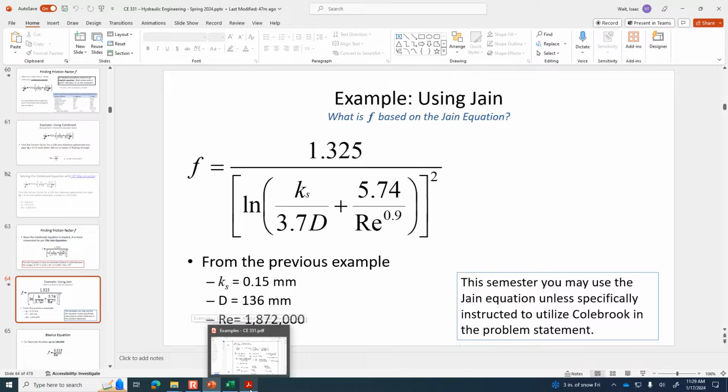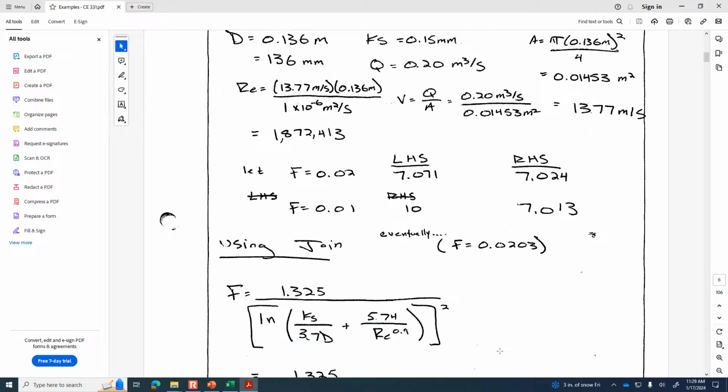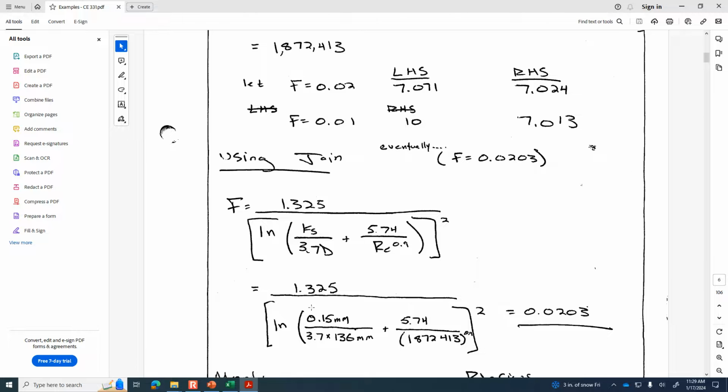All right, so when we were solving the Colebrook equation, we got the pipe area, Reynolds number, velocity, and so on. And we found that the f value was 0.0203. That was the Colebrook answer for f. The Jain approximation, if we substitute in the relative roughness in the same units as pipe diameter, and we put in the Reynolds number to the 0.9 power down the denominator there and calculate it, we get the same thing. In this case, also 0.0203.